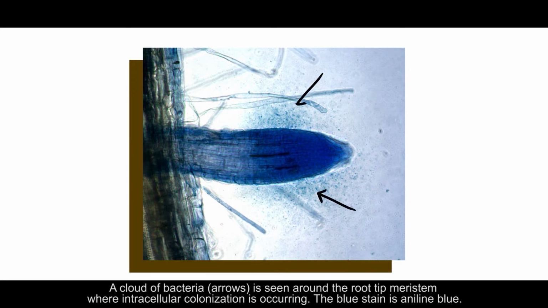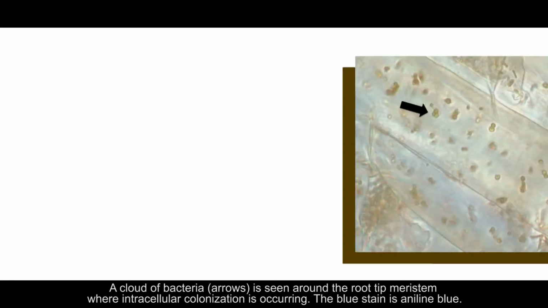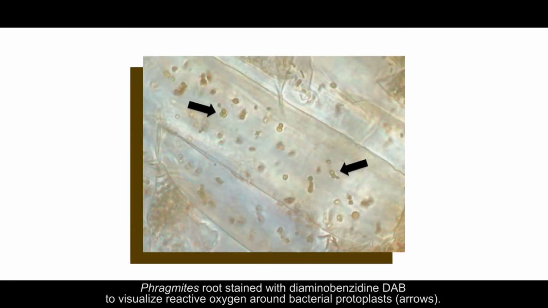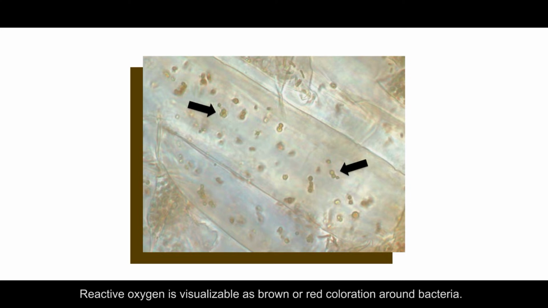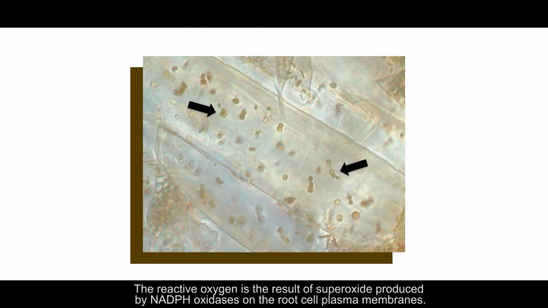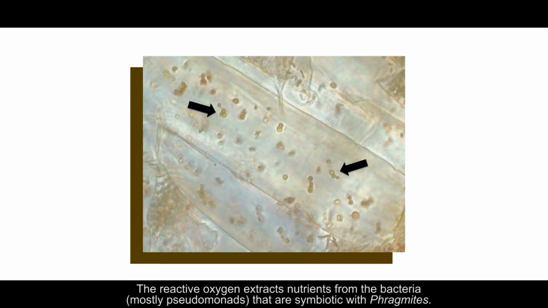A cloud of bacteria is seen around the root tip meristem where intracellular colonization is occurring. The blue stain is aniline blue. Phragmites root stained with diaminobenzidine, DAB, to visualize reactive oxygen around bacterial protoplasts. Reactive oxygen is visualizable as brown or red coloration around bacteria. The reactive oxygen is the result of superoxide produced by NADPH oxidases on the root cell plasma membranes. The reactive oxygen extracts nutrients from the bacteria that are symbiotic with Phragmites.